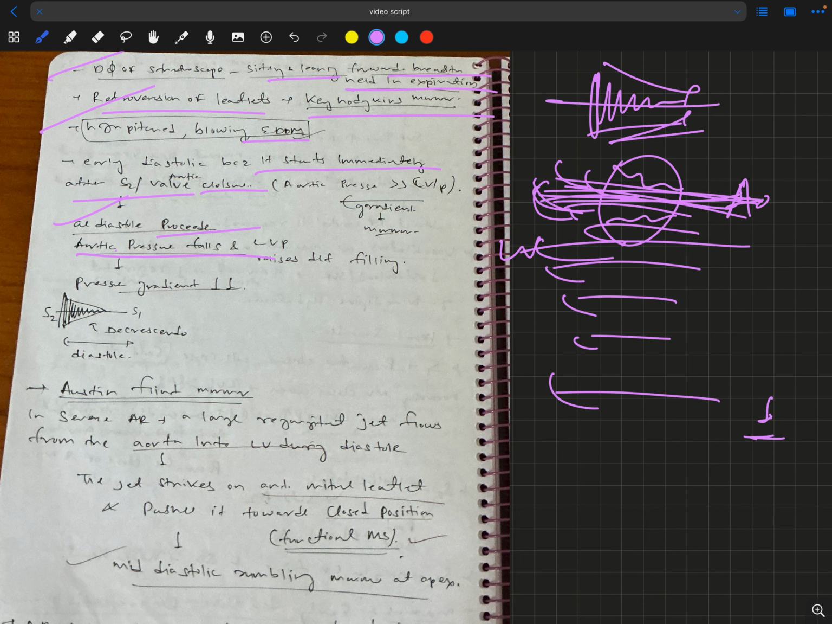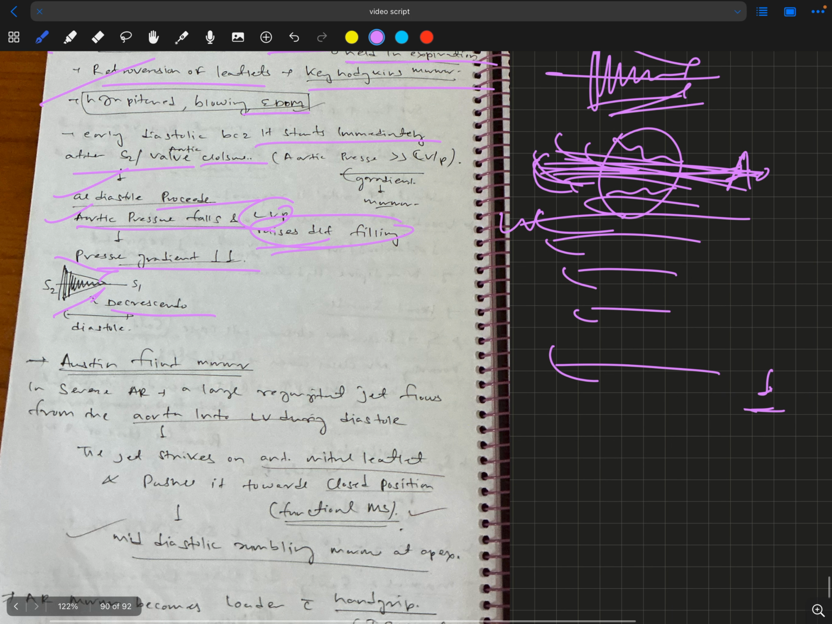So as diastole proceeds, aortic pressure falls and LVP rises, left ventricle pressure rises due to filling. So the pressure gradient will decrease, and the murmur intensity will decrease. The murmur is of maximum intensity after the closure of A2. It is decreasing continuously because as the diastole proceeds, the aortic pressure is falling and the LV pressure is rising. So murmur intensity is decreasing as the diastole is progressing.